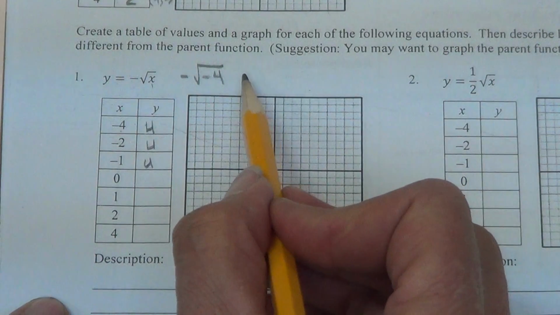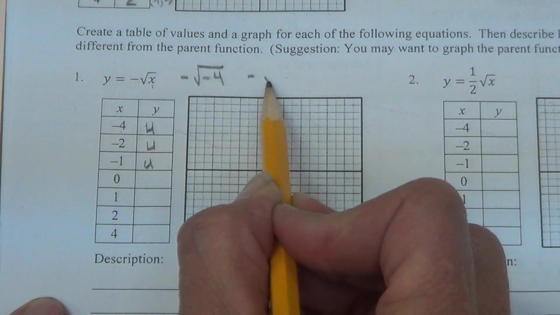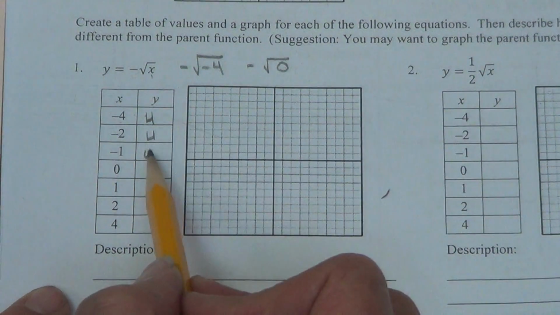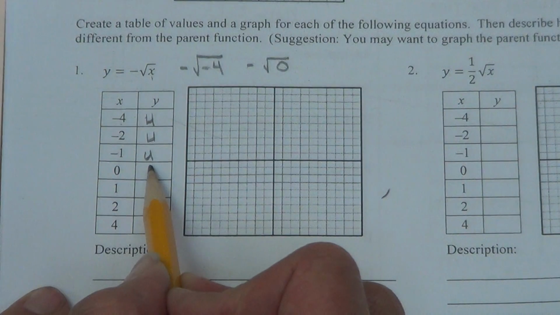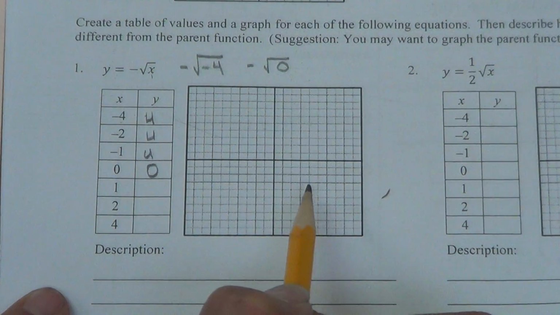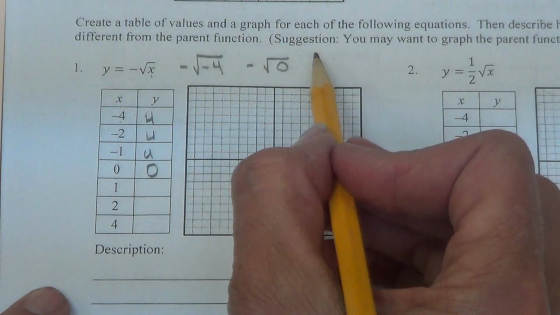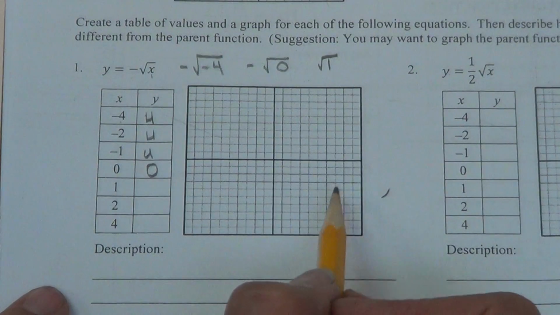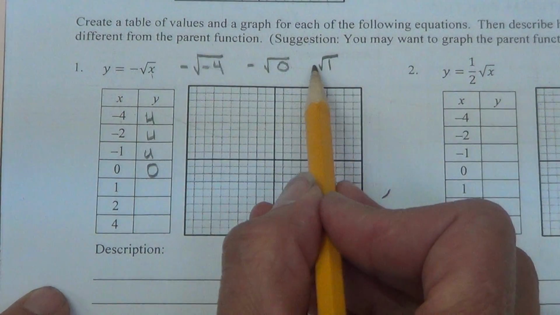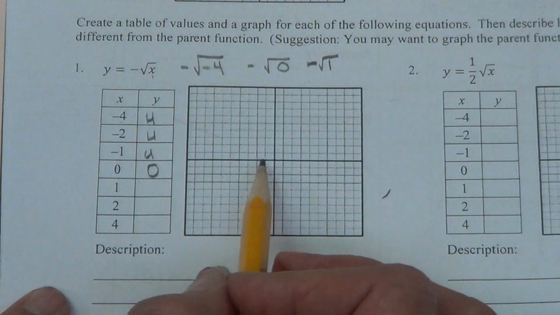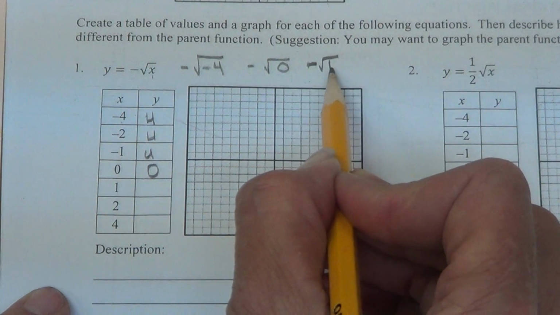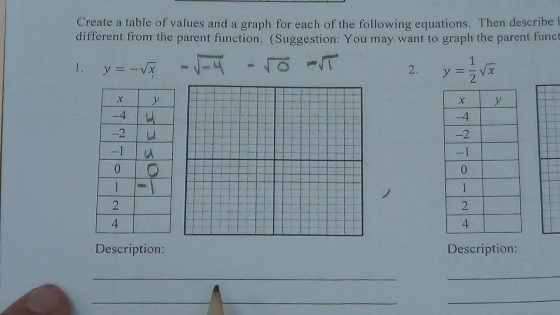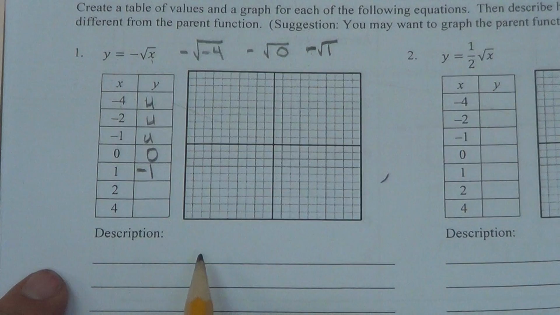Now if we go negative radical 0, well, the square root of 0 is 0. Negative, we don't put with 0. 0 has no positive or negative value. Square root of 1, square root of 1 is 1, but then we have the negative out in front. So the square root of 1 is 1 times a negative is a -1. And then you can go ahead and fill in the rest.